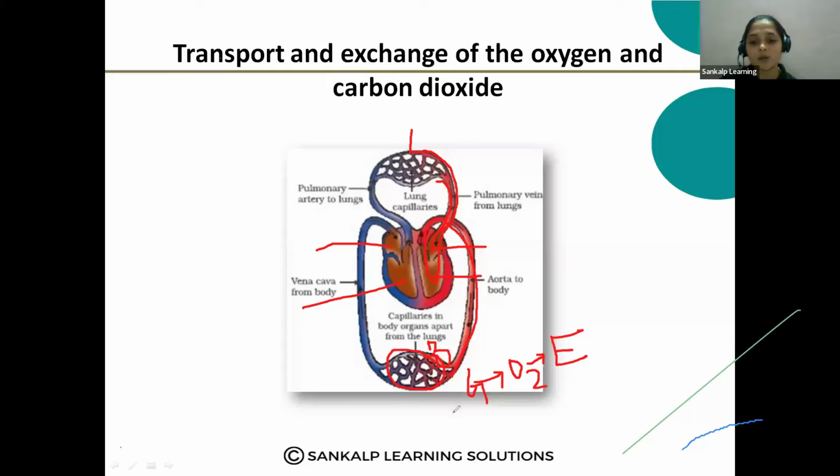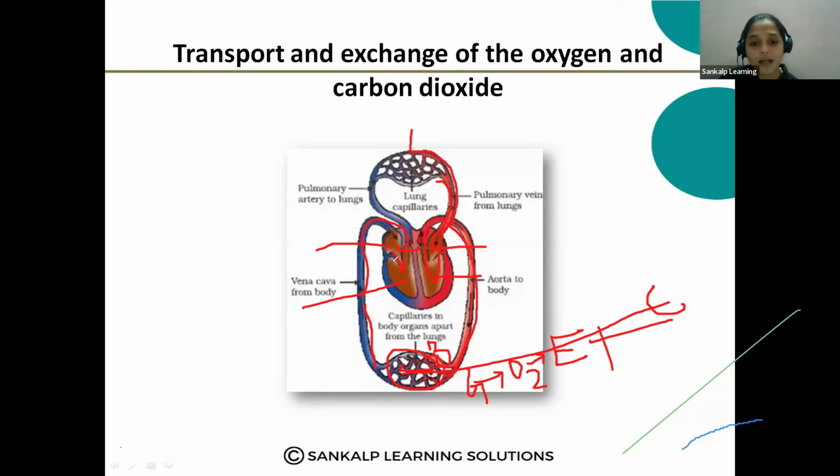Here the glucose breaks down and releases energy plus one more waste product, which is carbon dioxide, right? This carbon dioxide should be expelled from our body. The carbon dioxide is carried by the blood, and this carbon dioxide containing blood is collected by the vena cava. The vena cava pours the blood into the right atrium, then the right ventricle. This deoxygenated blood, which is carrying the carbon dioxide, does not move directly to the lungs; it moves to the heart.